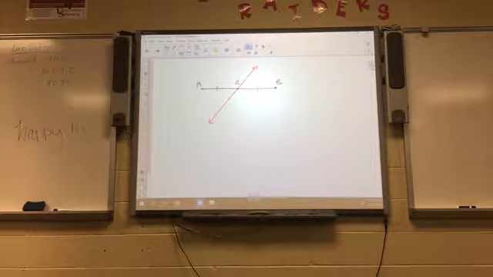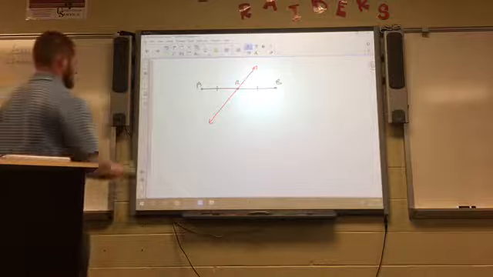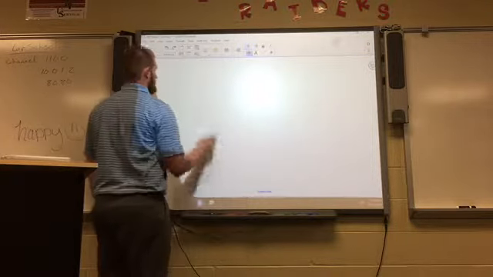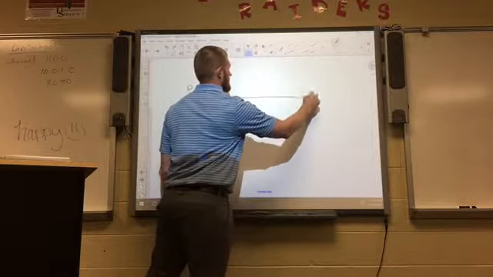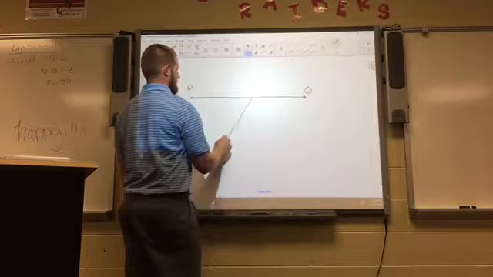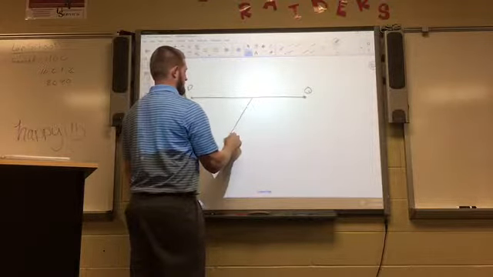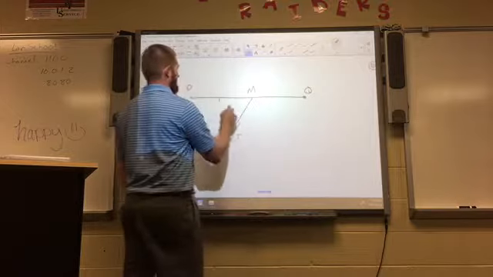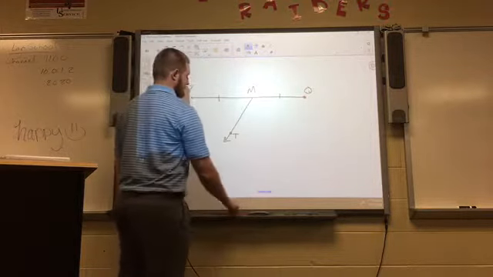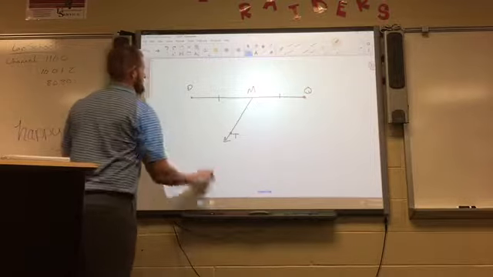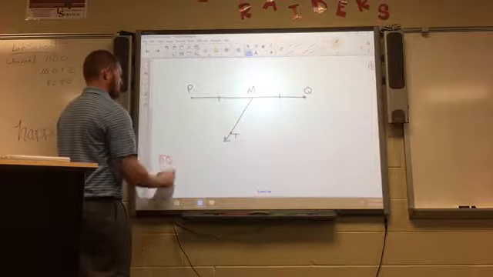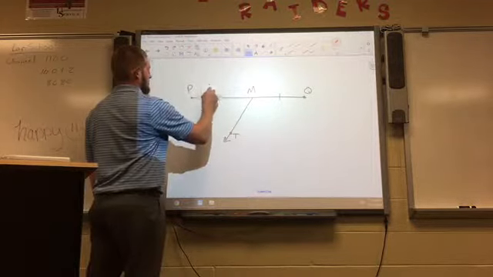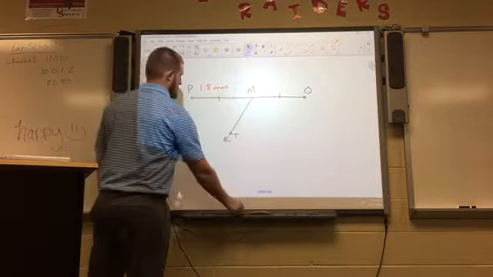Questions on midpoint or segment bisector? Okay, so let's take a look at an example here, similar to the one you have in your textbook, but it is different. So I have point P, Q, and T, and they give me this point M. They say that they're congruent, and our question is, what is the length of PQ when PM is 1.8 millimeters?